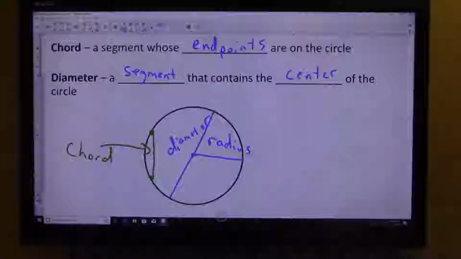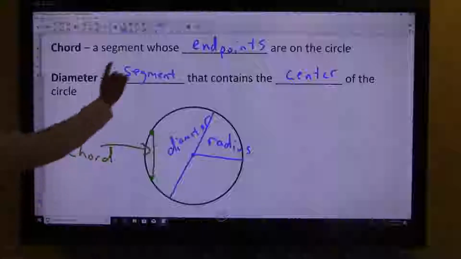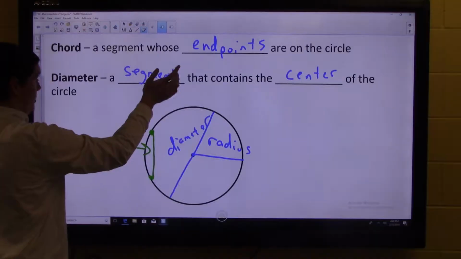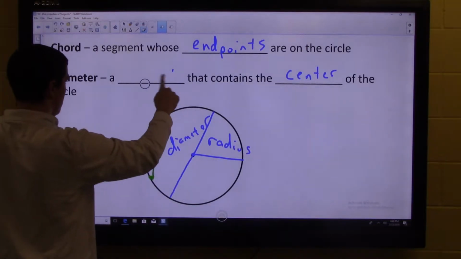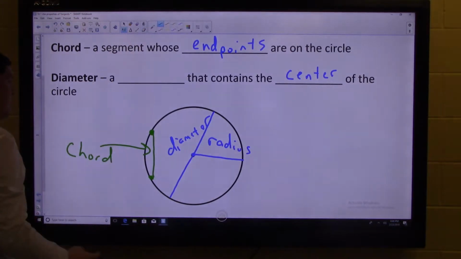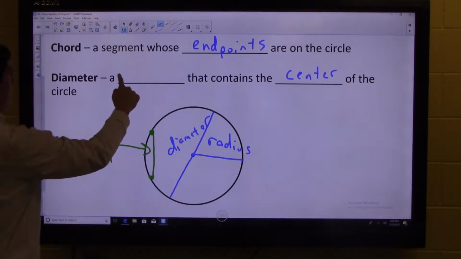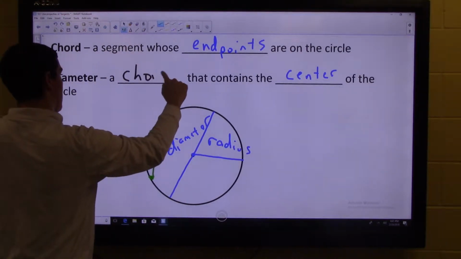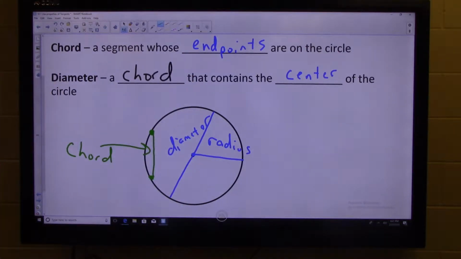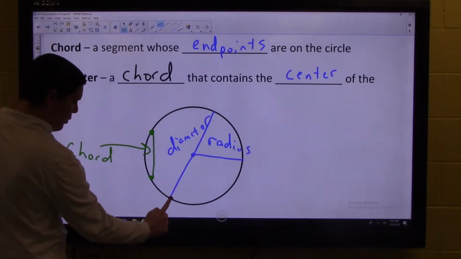I'm going to change this up, guys. I made a small mistake, so fix this. I apologize if you've already written this down. Rather than saying a segment, let's use the term we just defined. It's a chord that contains the center of the circle. So a diameter is a special type of chord, and by chord, we know that it has endpoints on the circle.